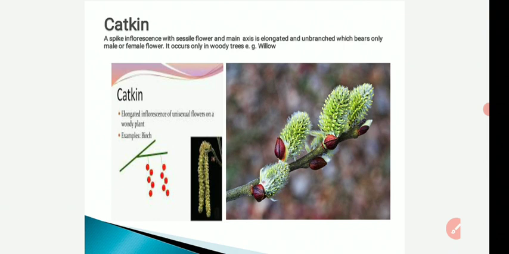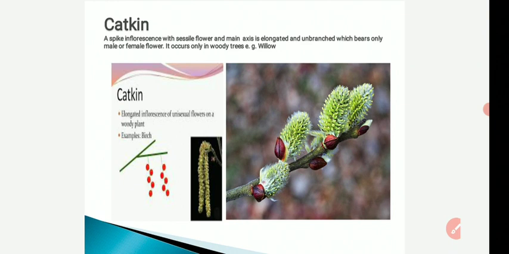This is a spike-like inflorescence in which the flowers do not have a pedicel and the main axis is elongated and unbranched, as shown in the figure. Here a catkin has only male or female flowers. They occur in many woody trees such as hazelnut and the willow.